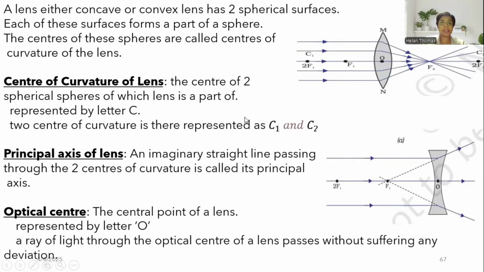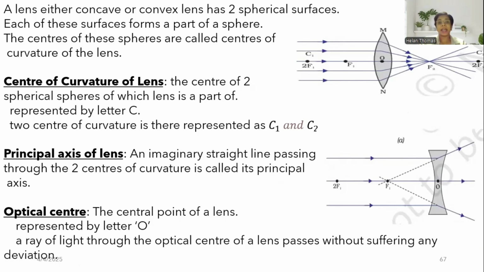The optical center of a lens is the central point of the lens, which is its geometrical center, and it is usually represented by the letter O. A ray of light passing through the optical center of the lens will pass without suffering any deviation.